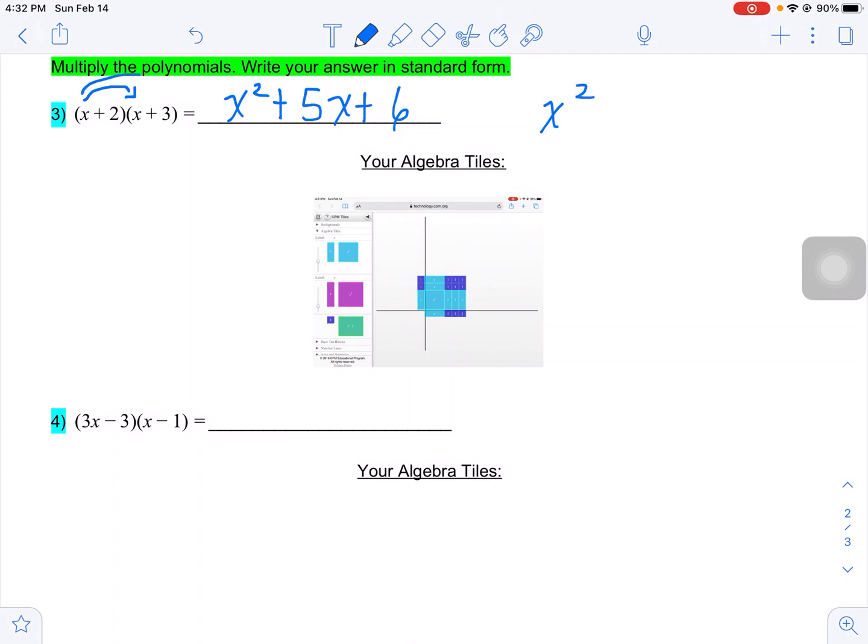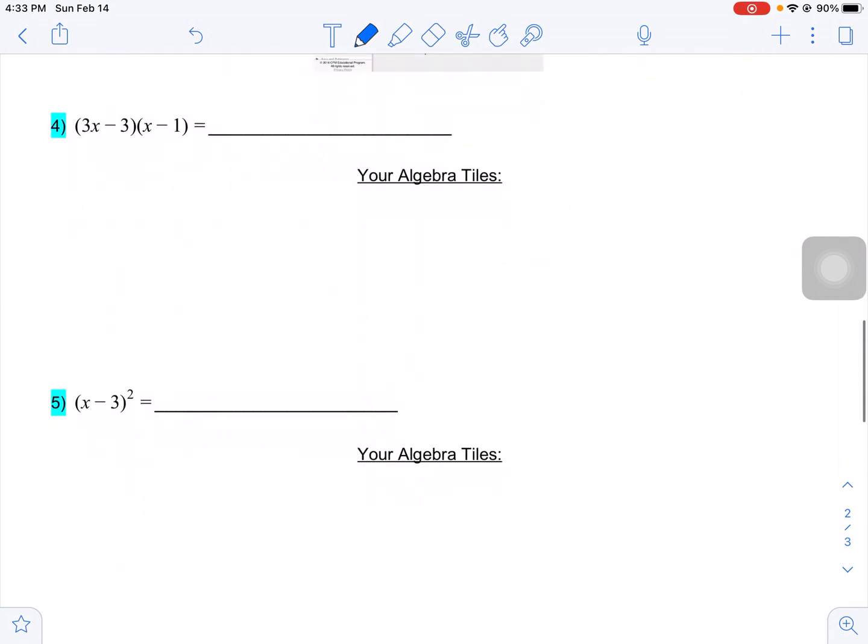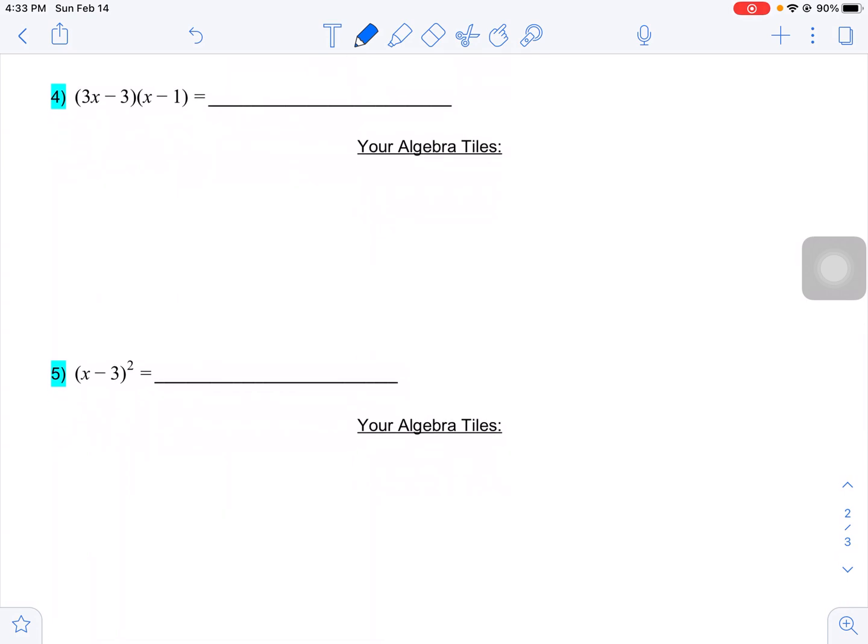X times x is x squared. X times 3 is 3x. So that's x times each thing in the second binomial. Then we'll take 2 times each thing in this second binomial. So it's 2 times x, which is 2x, and 2 times 3, which is 6. So we have 3x plus 2x. Those are like terms, and I can combine those, but the x squared and the 6 just stay the same. And so we get the same result. So hopefully you're seeing the connections there between your tiles and how you would do this algebraically.